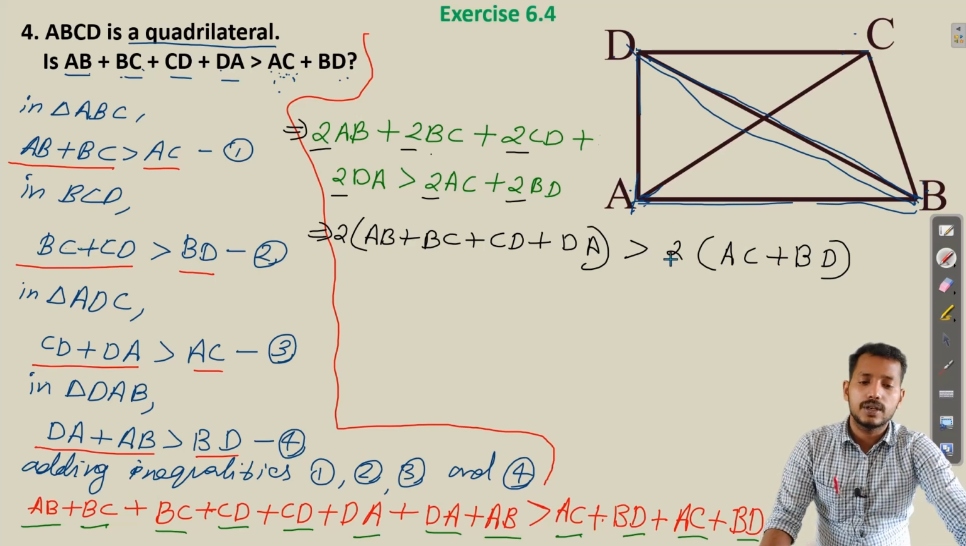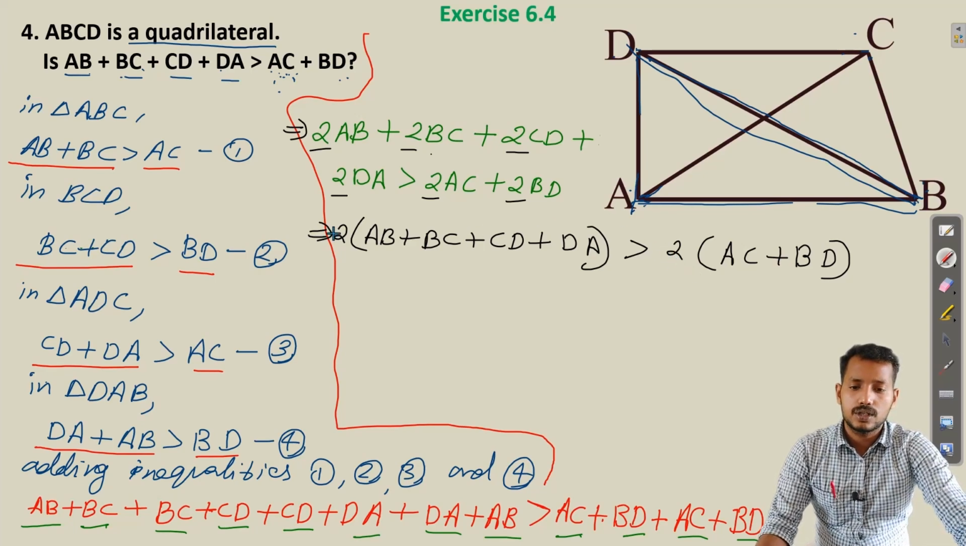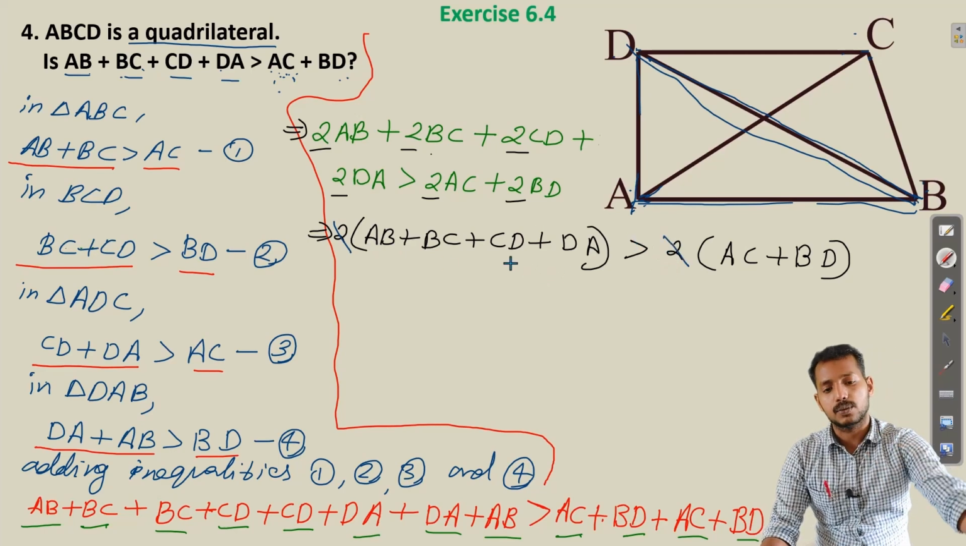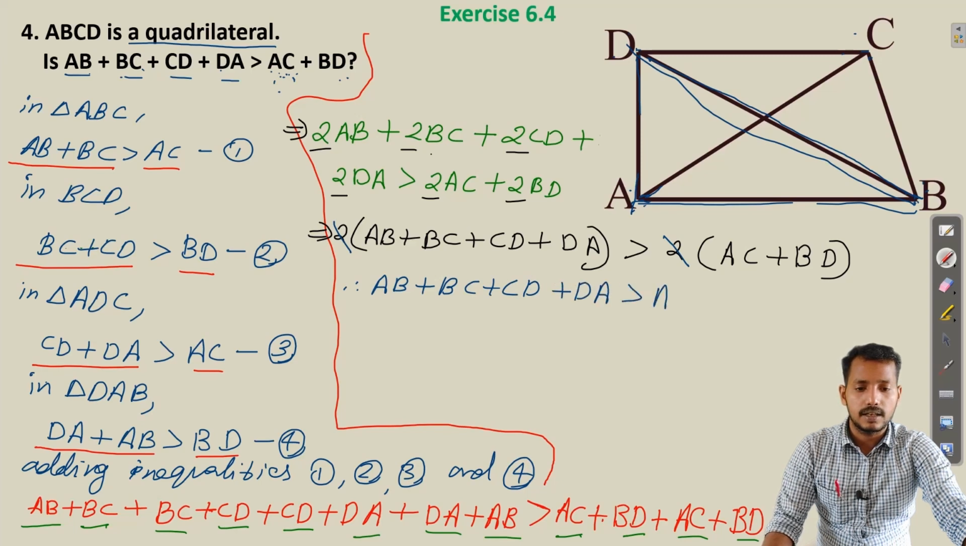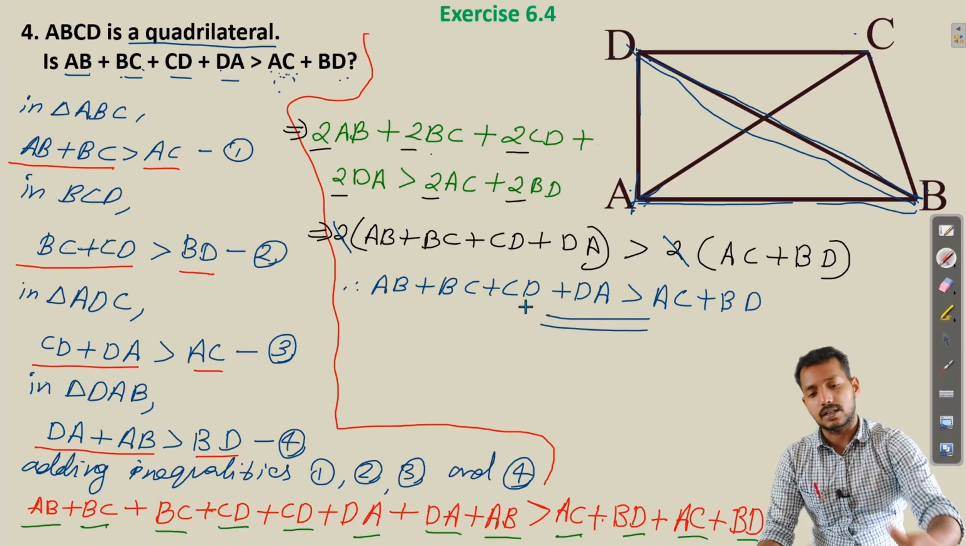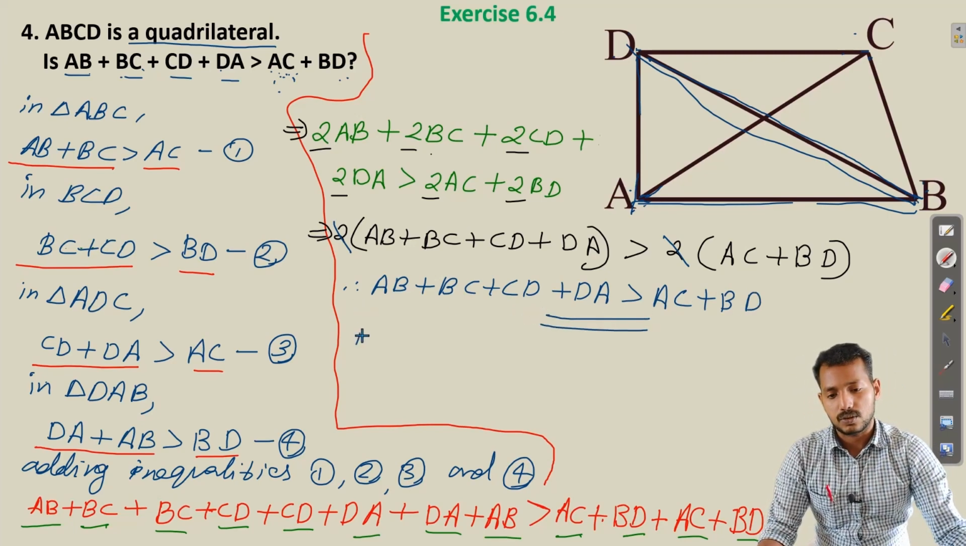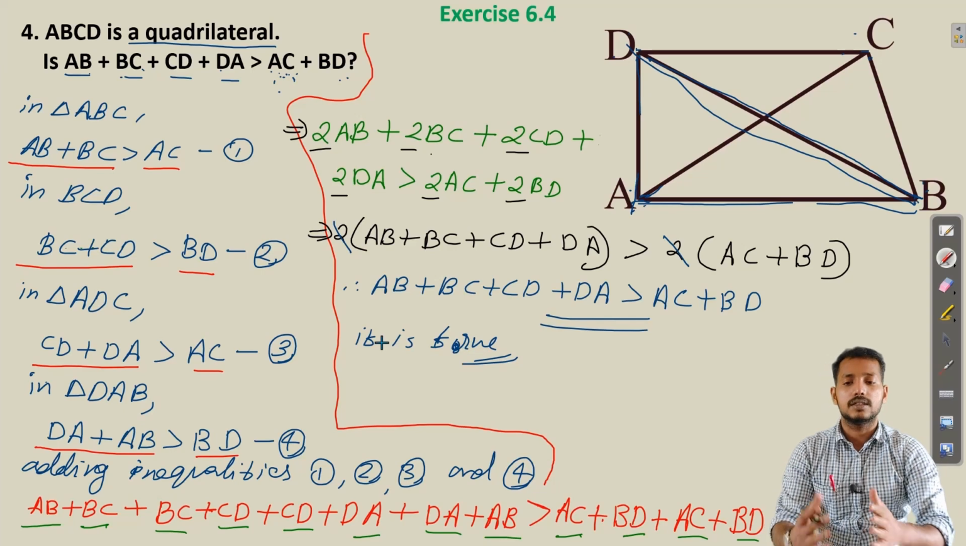Now what do you need to do here? 2 is common in both LHS and RHS. So cancel that. Now we will get, therefore, AB plus BC plus CD plus DA is greater than AC plus BD. We got this relation. Therefore, it is true.